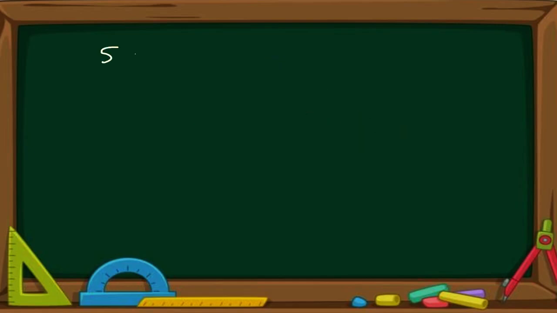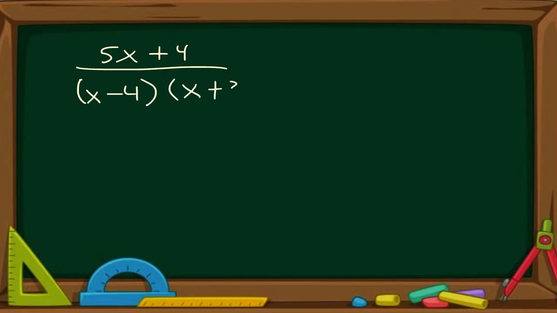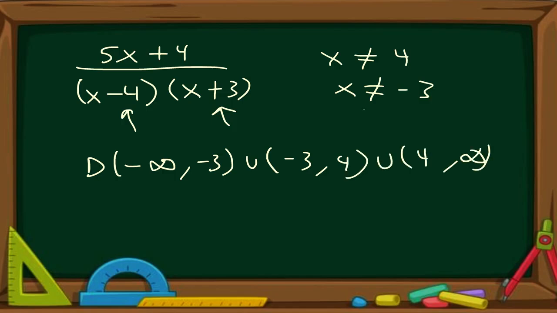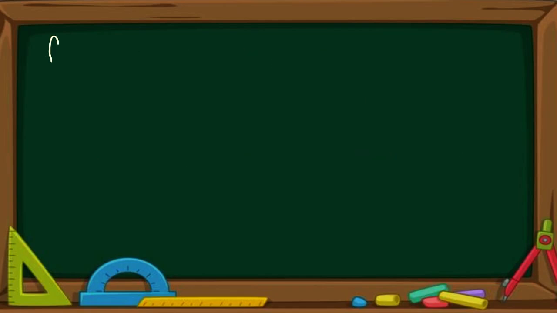Let's say if we have this, x cannot equal 4 and it can't equal negative 3. Just change the sign. If you set x minus 4 to 0, you'll get x equals 4. Now to write the domain, it's going to be negative infinity to negative 3. Negative 3 comes before 4, union negative 3 to 4, union 4 to infinity. So that's the domain for this function.